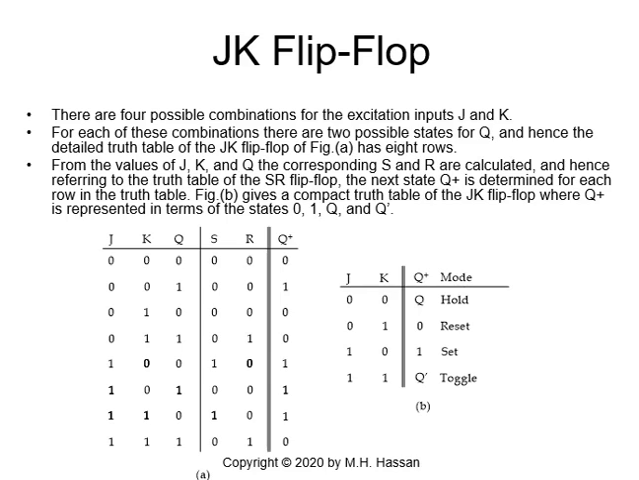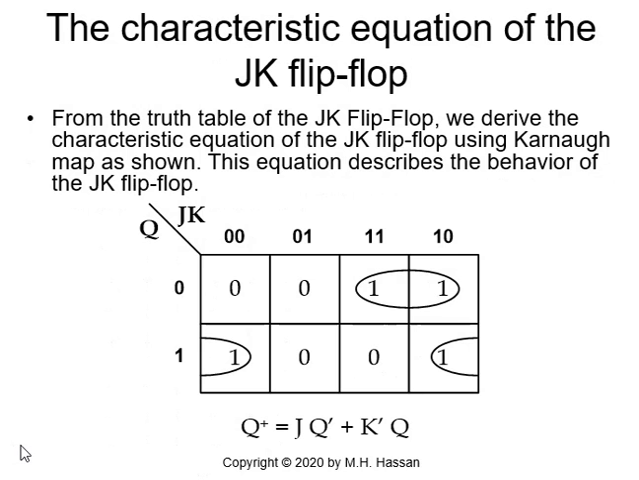Now from this detailed truth table, we can draw a K-map in terms of J, K, Q as inputs, and the K-map for the Q plus, and we get this Q map, so we can derive the characteristic equation of the JK flip-flop. On the truth table, Q plus will be 0, 1, 0, 0, 1, 1, 0. The Q plus will be JQ prime or K prime Q. So this is the characteristic equation of the JK flip-flop.